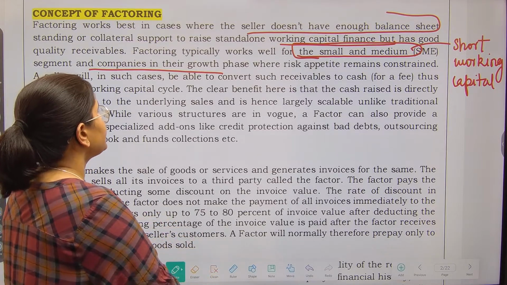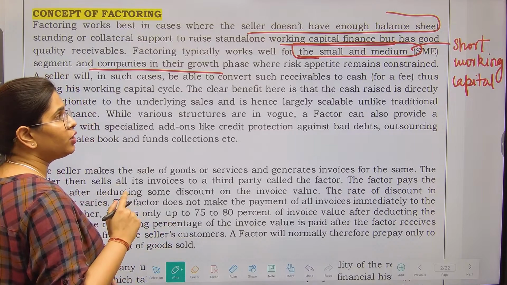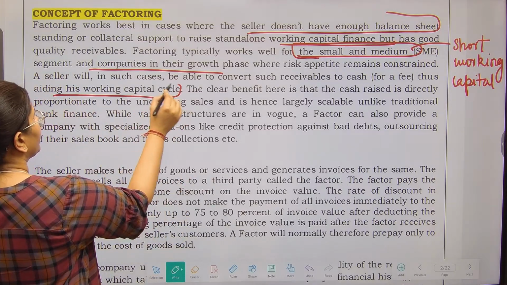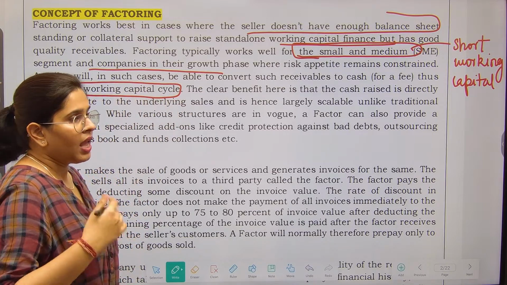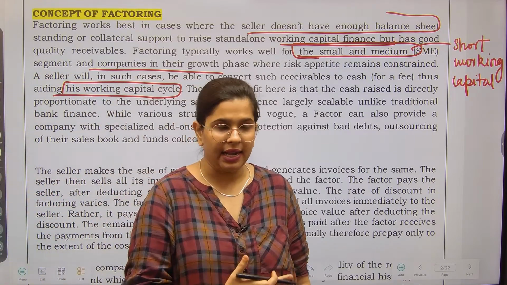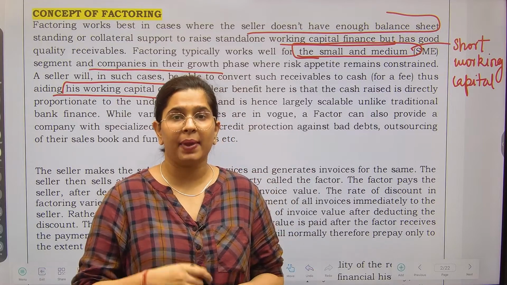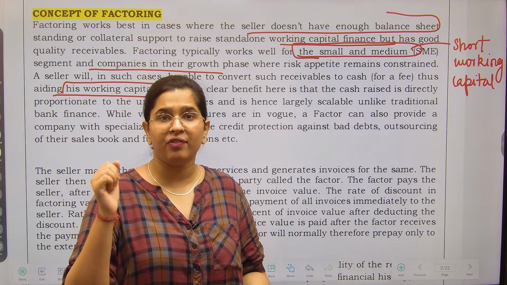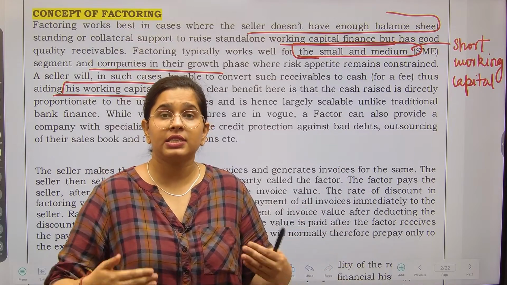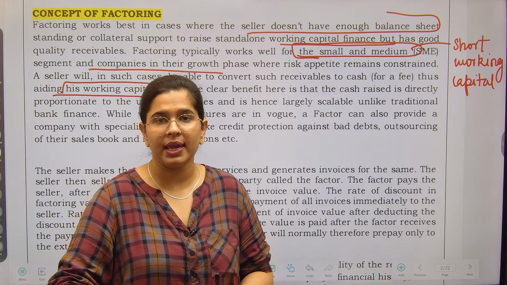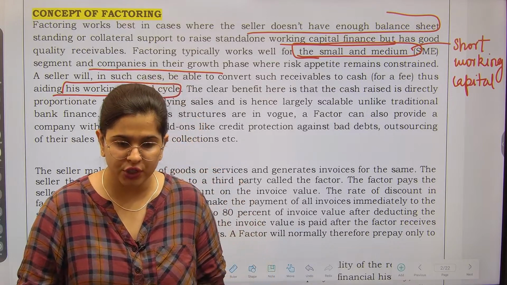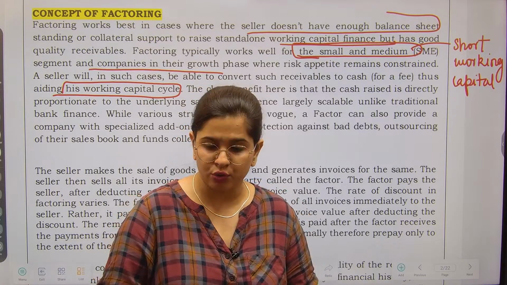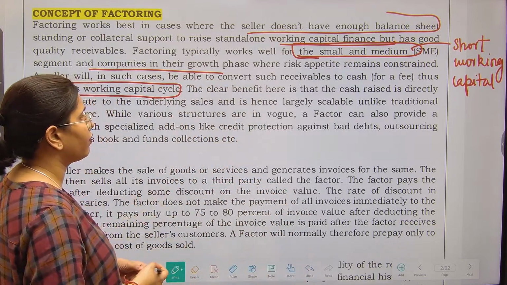So a seller in such cases will be able to convert such receivables to cash, thus aiding his working capital cycle. See, I did a credit sale. Now the buyer says he will pay me in 60 days. Through the concept of factoring, I am getting my payment within 5 days. So see, it is such a huge boost to me. I will be able to do more production, ठीक है, क्योंकि I have the funds with me. मेरे पास पैसे हैं, then I will be able to do more production. So this is also one of the important things.